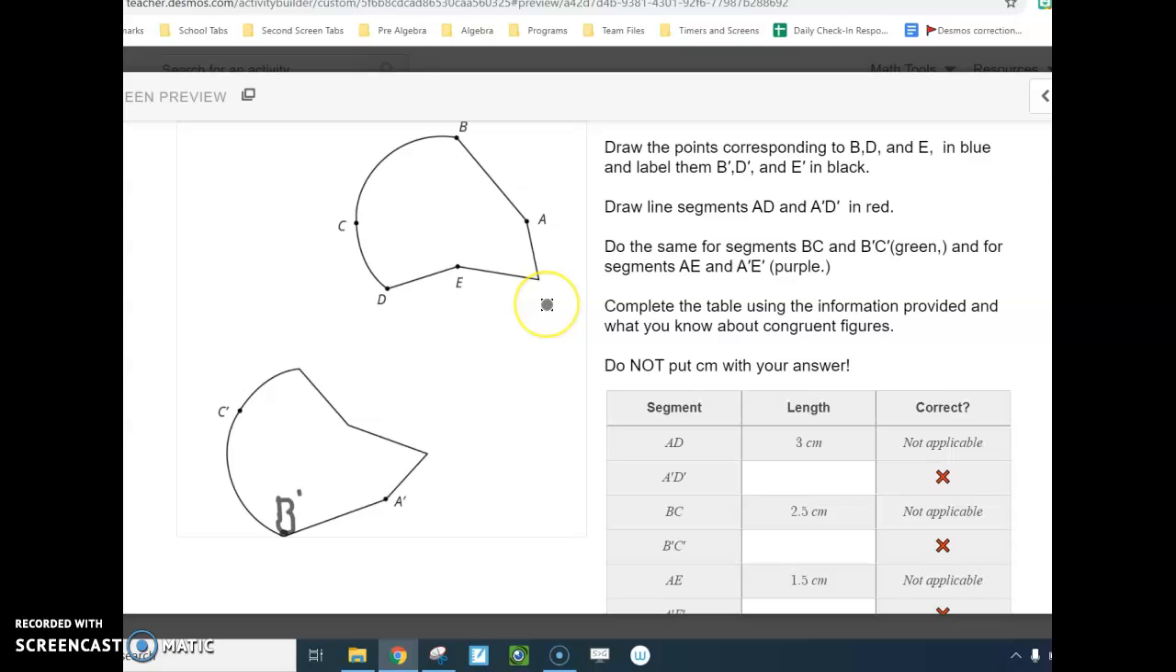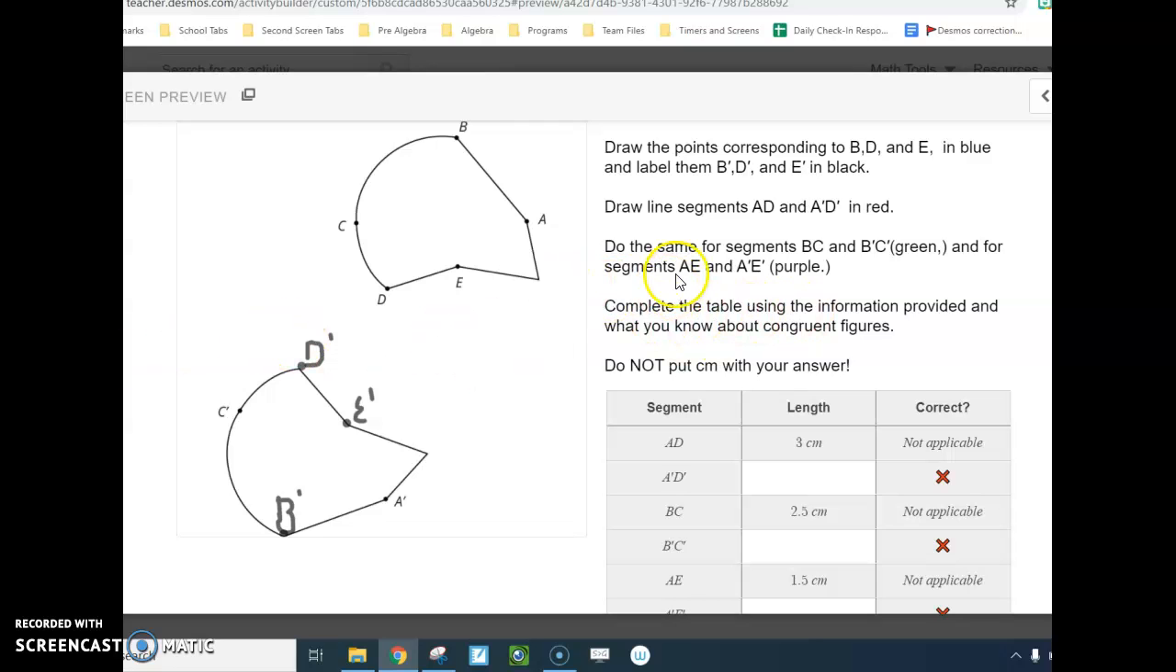And then we also have to label D prime and E prime. So if I look here in what looks like the little inset, I can see that we have D prime right here, and then we have E prime right here. So here's D prime, and then here's E prime. So again, you're just matching up those corresponding points after it looks like I've done some kind of rotation here.